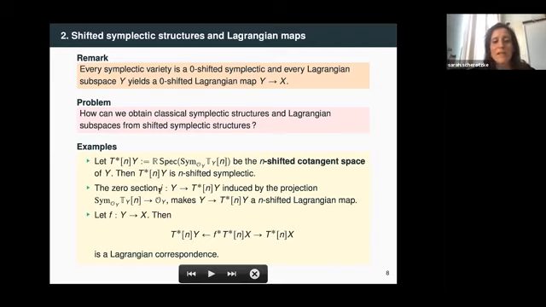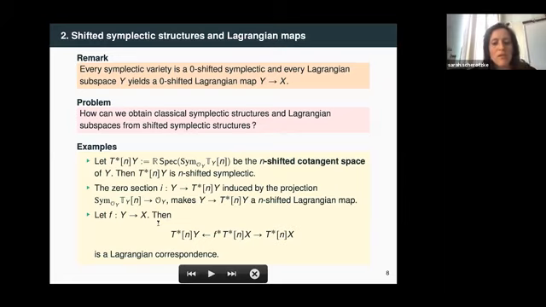Exactly like in the classical case, the zero section of this map. So we have a zero section from Y to the n-shifted cotangent space, which is just given by projecting sim of T_Y[n] onto the first factor. And this map, this zero section, becomes an n-shifted Lagrangian map.